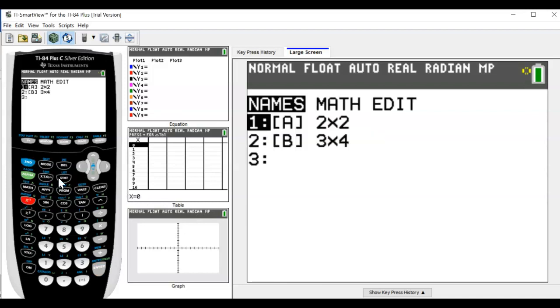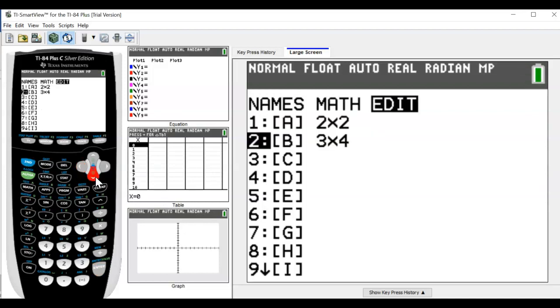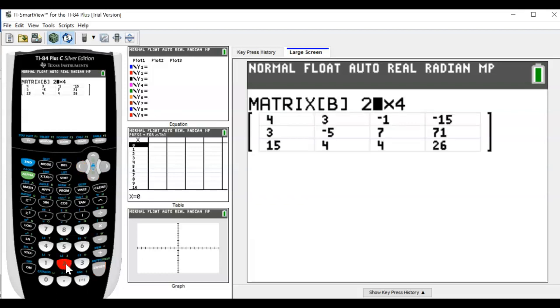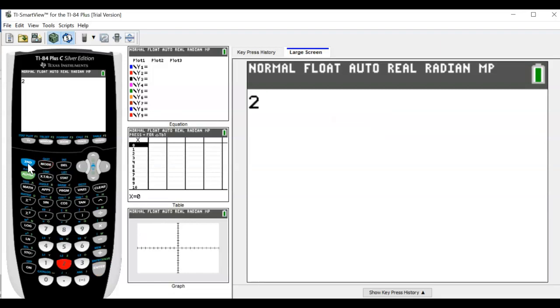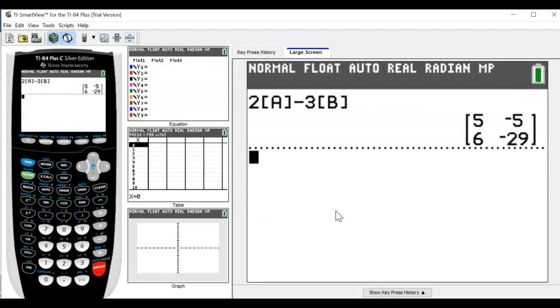And then go back into the matrix menu, and we're going to edit matrix B. When you have this 2x2, matrix B, just as a reminder, was 1, 5, 0, and 7. So if I go back to the home screen, I could take 2 multiplied times matrix A minus 3 multiplied times matrix B. Hit enter, and sure enough, 5, negative 5, 6, negative 29 is what the calculator gives me as well.